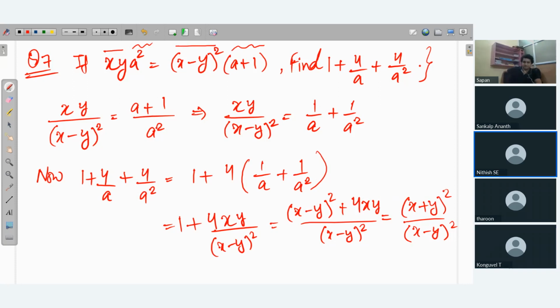Okay. Can you also do the steps that you skip out, sir? Sometimes I skip, so just ask if there is something to understand. It is x square minus 2xy and now plus 4xy, so it'll be x square plus y square plus 2xy, and then it'll be (x plus y) whole square. Okay, now I understand.